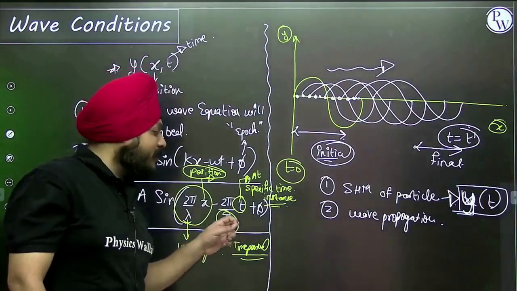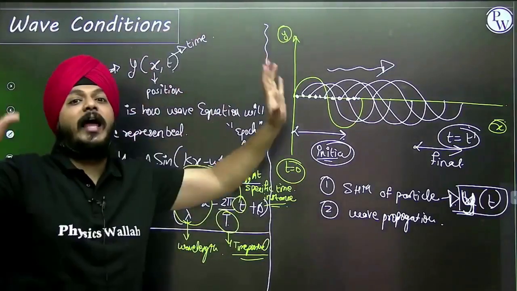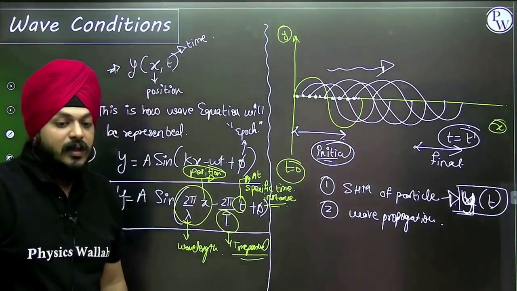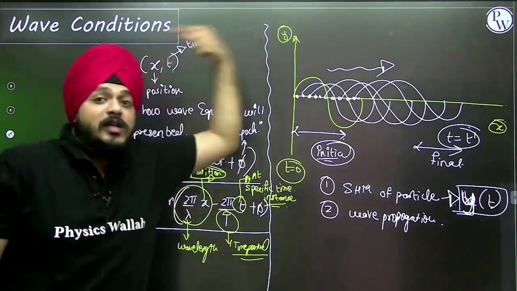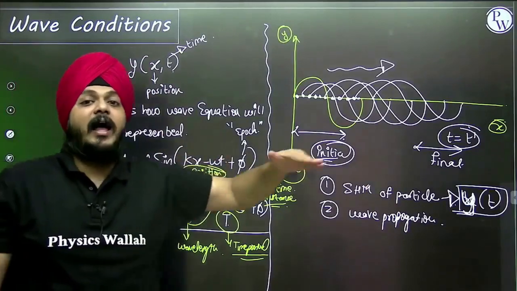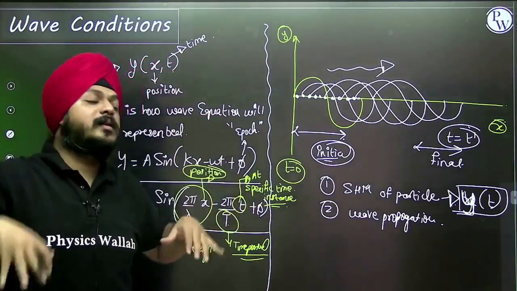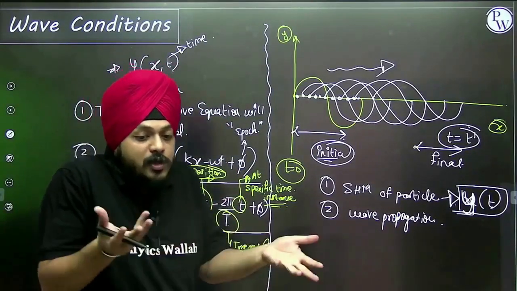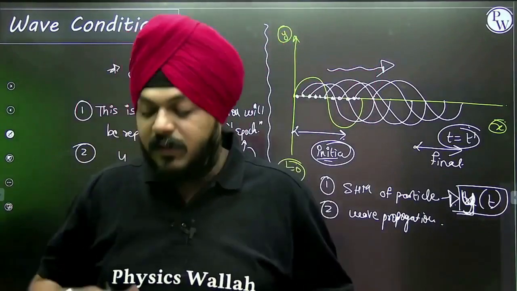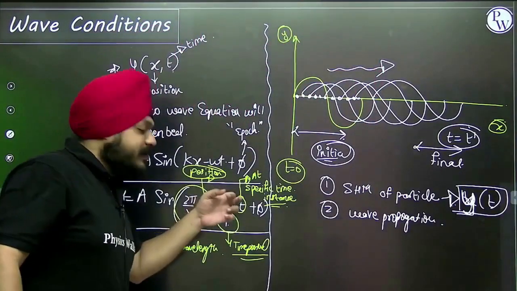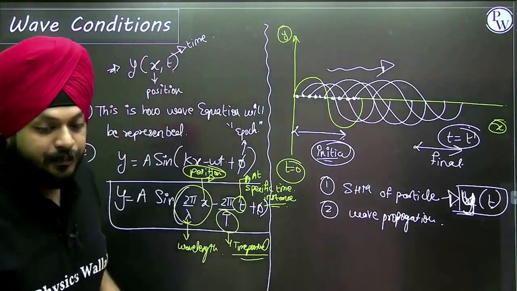Capital T is the time period of the oscillation. Small t is the time at which you desire to calculate the motion parameters. Lambda is the wavelength, and x tells what part of the wavelength, the position of the particle on the entire wave at this time instant. In summarized form, at this time instant, the particle at which position is oscillating? This is the perfect term.